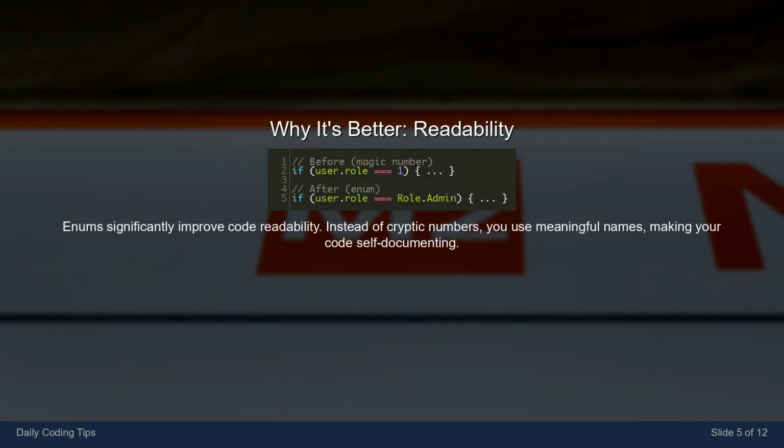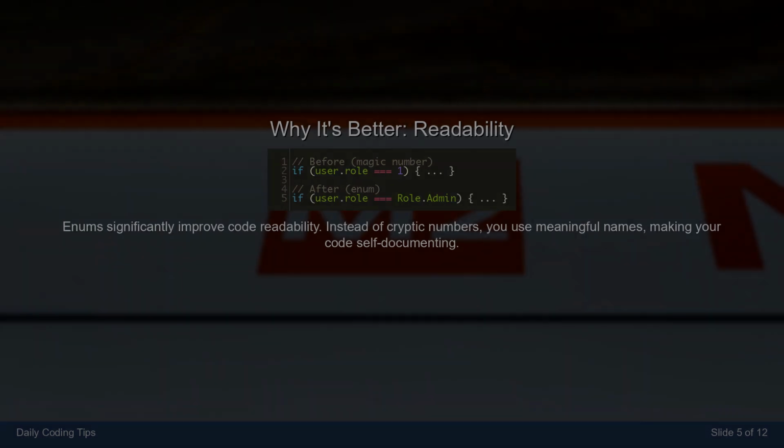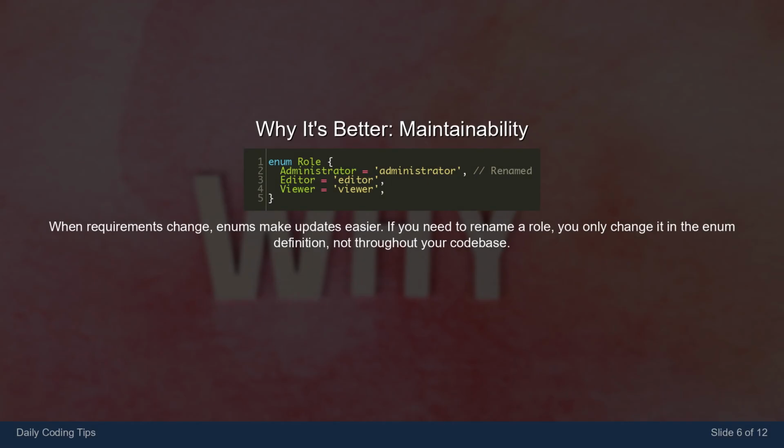Enums significantly improve code readability. Instead of cryptic numbers, you use meaningful names, making your code self-documenting. When requirements change, enums make updates easier. If you need to rename a role, you only change it in the enum definition, not throughout your codebase.